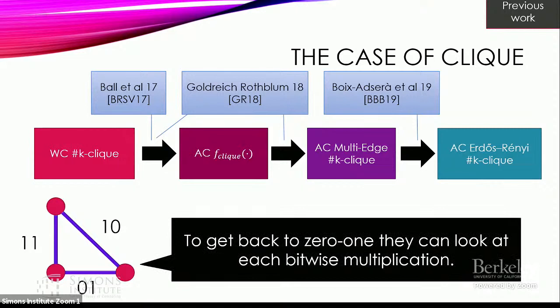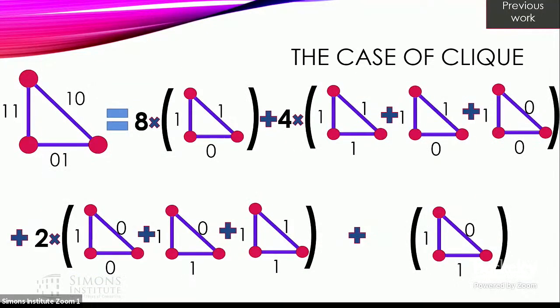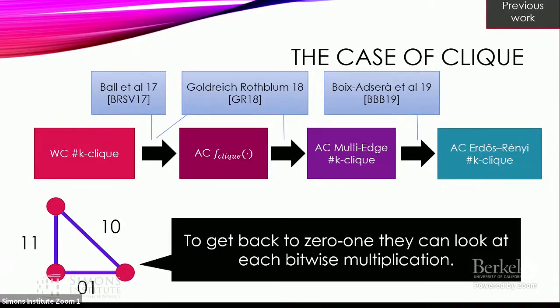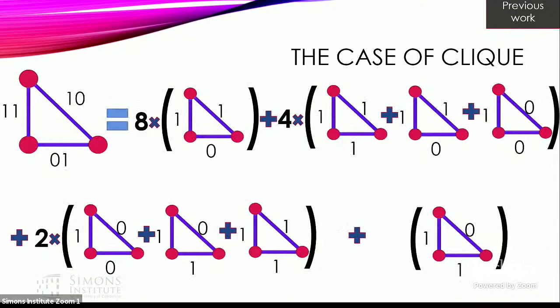And they do this, basically, we have many of the authors here, so they can tell me if I'm misrepresenting them, by breaking these down as bitwise multiplications. So we have this example here of this particular triangle with weights on it. And we can, of course, instead think of this as a bunch of different instances of a k-clique problem, 8 in particular, corresponding to every possible bit multiplication.